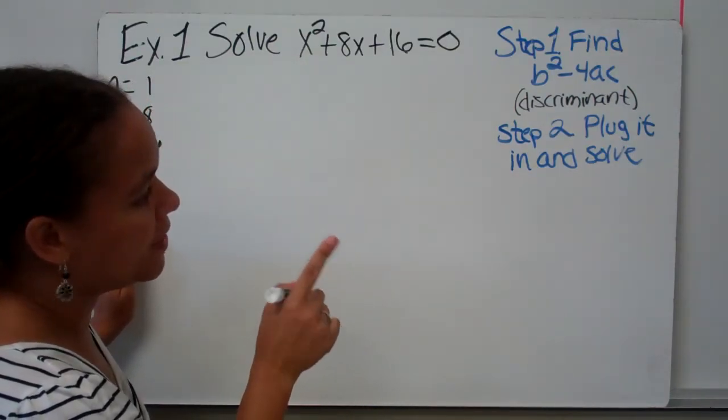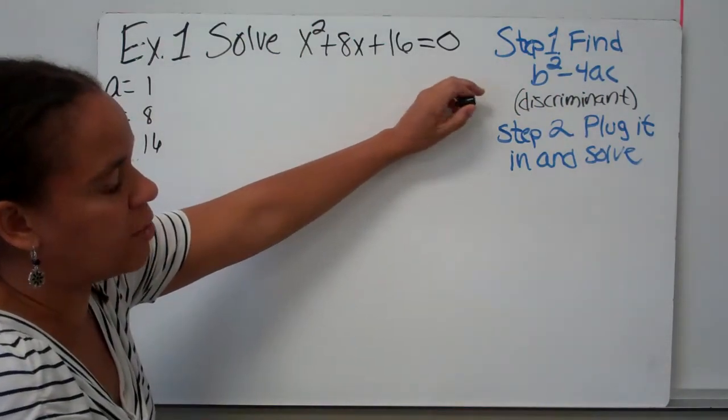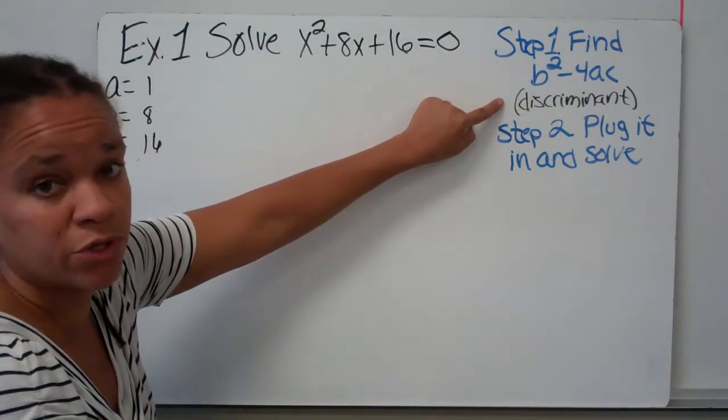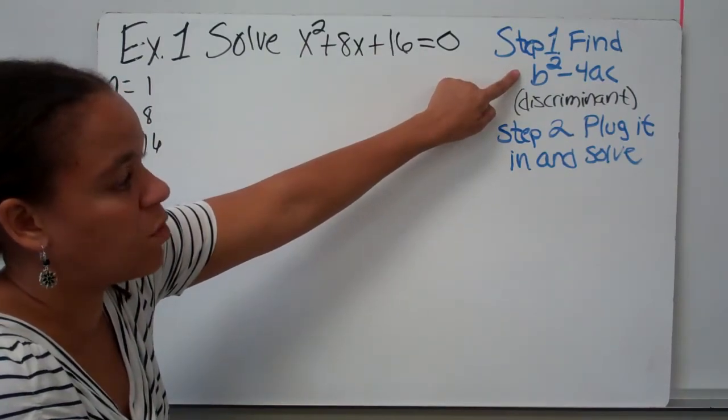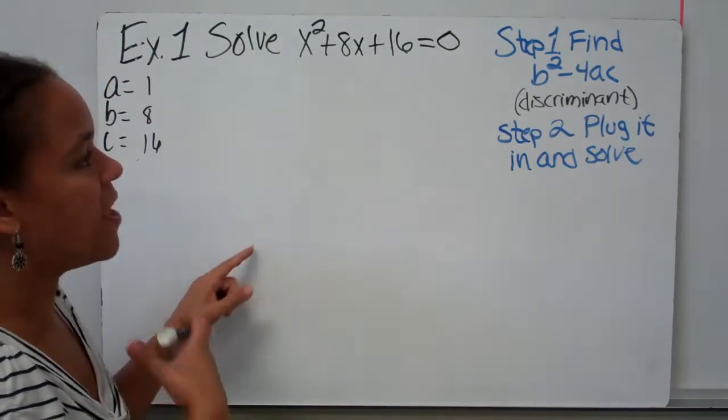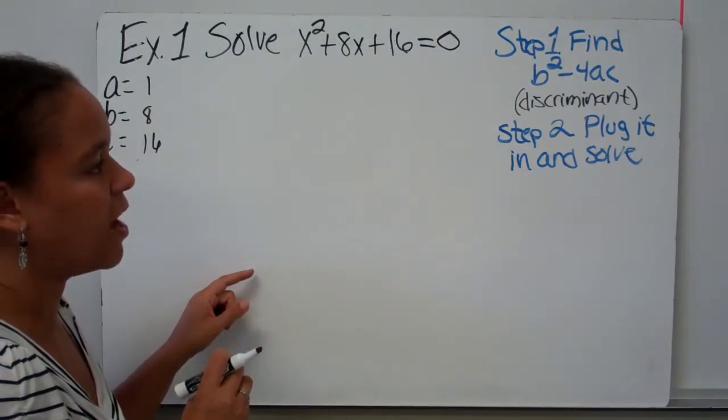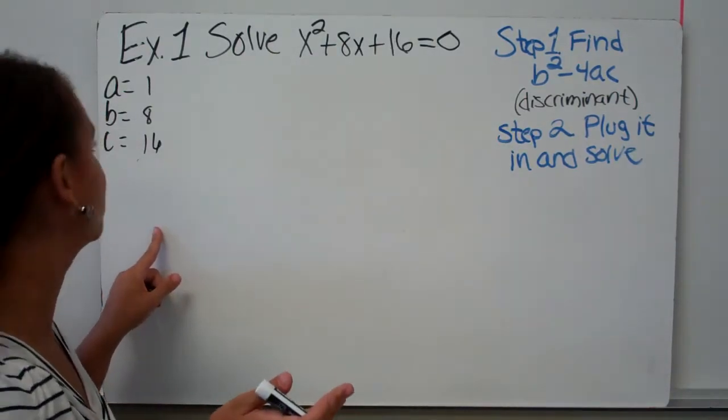Step 1, find what we call the discriminant. And we're going to use this later. It's very important. It tells us all kinds of information. But right now, we're just going to find it. B squared minus 4ac. So we want to find that first because it'll help us simplify when we're putting it all into that big, long equation.